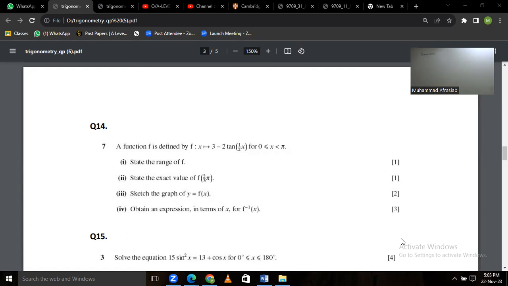State the exact value of f of 2 over 3 pi. Sketch the graphs of y is equal to f of x and obtain an expression for y is equal to f inverse of x for this part.